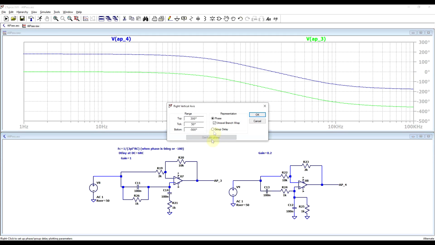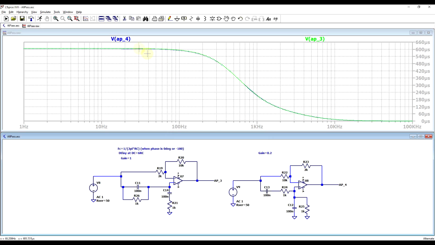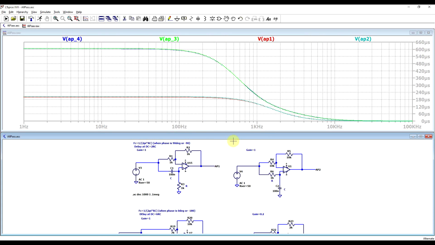Finally, if we look at the group delay, we can see that both circuits are giving us more or less the exact same response, so we have about 600 microseconds of group delay, which is much higher than what we obtained with our previous two circuits. So going from first order to second order, we went up from 200 microseconds up to around 600 microseconds.